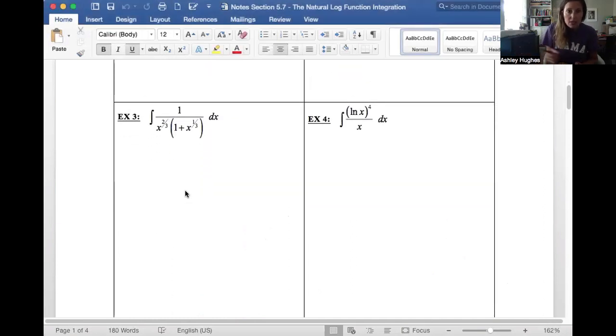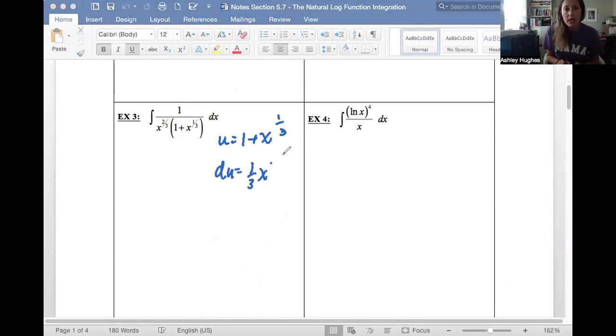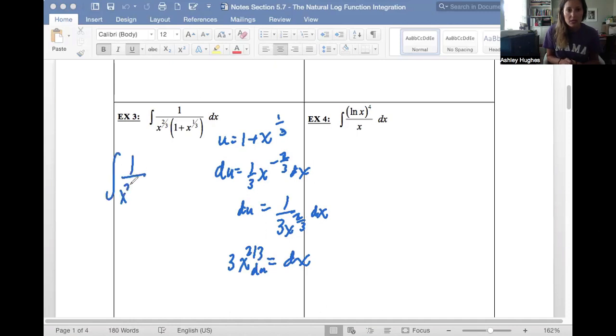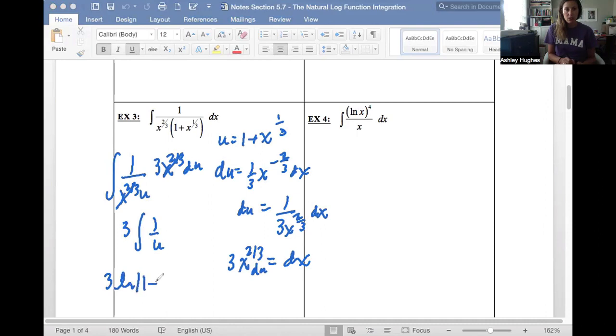Same idea here. For this one, the u is the bottom in parentheses, so u is 1 plus x to the 1/3. The derivative of that is 1/3 x to the negative 2/3, which is 1 over 3x to the 2/3. Sorry, I need to subtract 1. So 3x to the 2/3 equals dx. So if I write this, I have 1 over x to the 2/3 u, and instead of dx, I have 3x to the 2/3 du. X to the 2/3 cancel. So you have 3, 1 over u, so it's 3 natural log of 1 plus x to the 1/3.